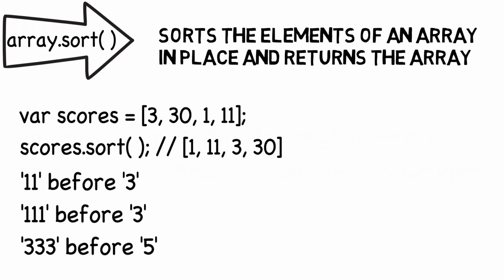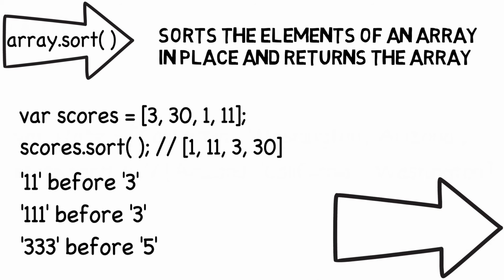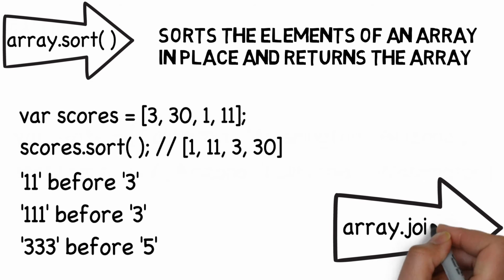Okay, now we have a handle on the sort method on an array. Let's go ahead and look at the array method join. This is going to be similar to the string method split. As the string method split turns a string into a substring of elements in an array, the array method join turns those substring elements in an array back into a string.